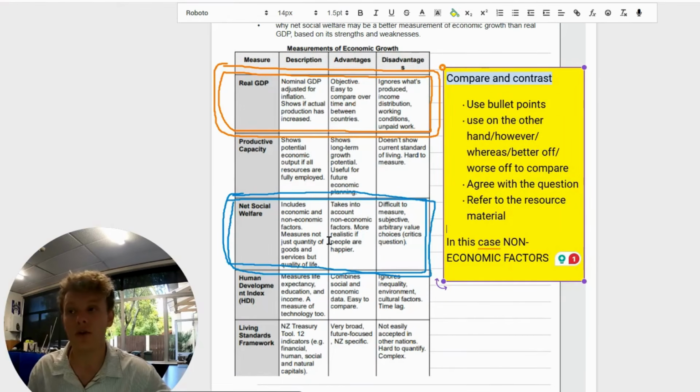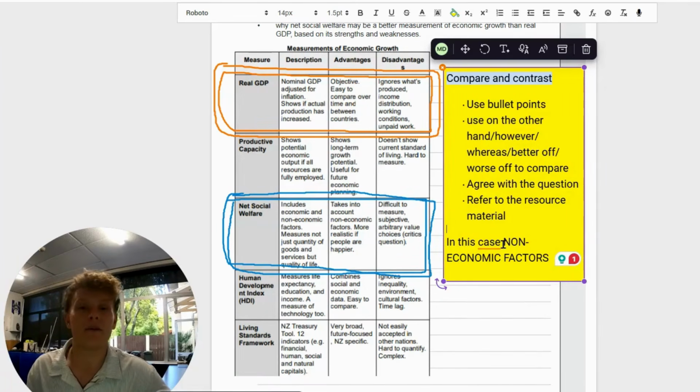Compared with net social welfare, it includes economic and non-economic factors, and measures not just the quantity of goods and services, but quality of life. The advantage is that it takes into account those non-economic factors, and it's a more realistic representation of people and their happiness. The disadvantages are that it can be difficult to measure, it can be subjective, and some arbitrary value choices are placed on the things measured.